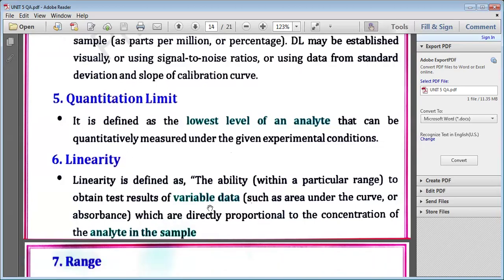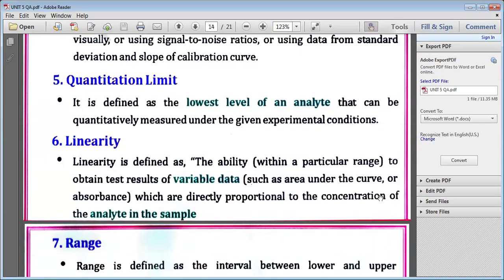linearity is truly based upon the results obtained based upon the concentrations. With more and more concentrations, obviously there should be directly proportionate results obtained. So linearity is defined as the ability, within a particular range, to obtain test results of variable data such as the area under curve or absorbance, directly proportional to the concentration of the analyte in the sample.